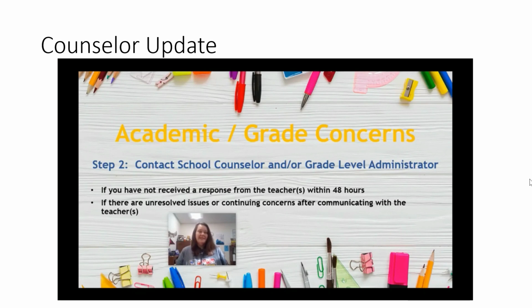Step 2 of the process, if you have any academic or grade concerns, is to contact your school counselor and/or grade level administrator. This happens when you've reached out to a teacher or teachers and you haven't heard back within 48 hours, or if you've talked with the teacher and any issues are unresolved or more issues have come up and there needs to be more things addressed. Please know that all counselors and administrators are here to help support you and help your student be successful.